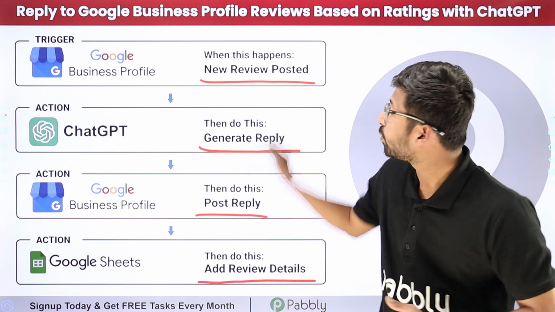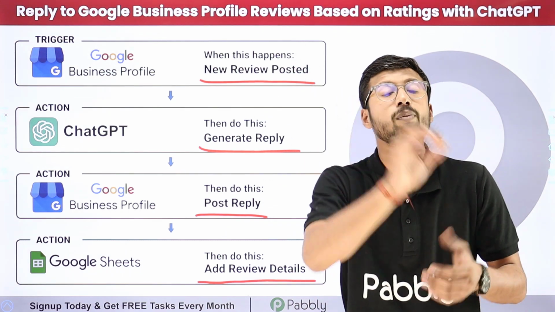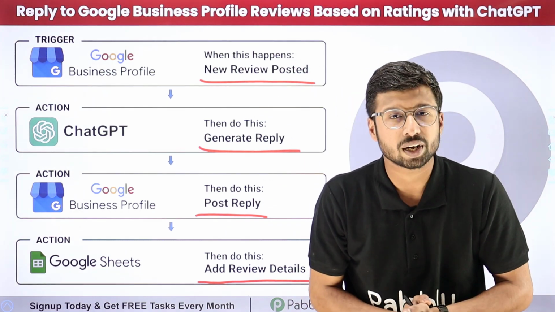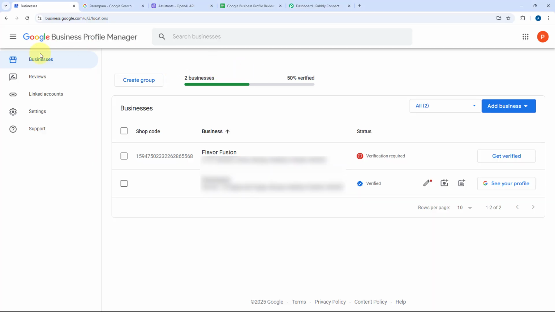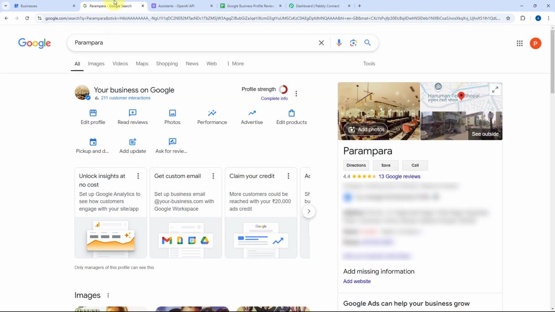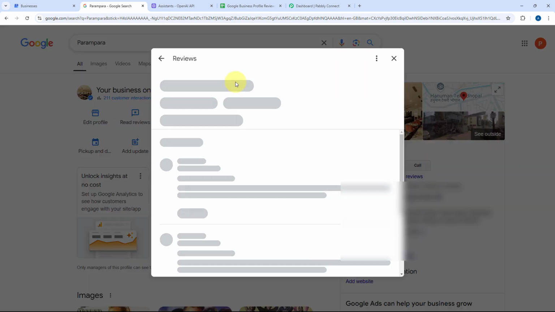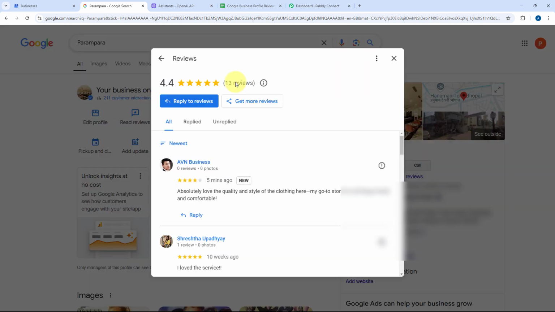Now, if you want to know how you can set up this complete automation all by yourself for your Google Business Profile, for that, you just have to come with me to my screen. So as you can see, this is my Google Business Profile Manager, and I have a business over here. On this Google Business Profile, we are receiving some reviews. Now we want to automatically generate a reply for the reviews which we are receiving using OpenAI or ChatGPT and post the reply on the basis of the star rating over here as well.